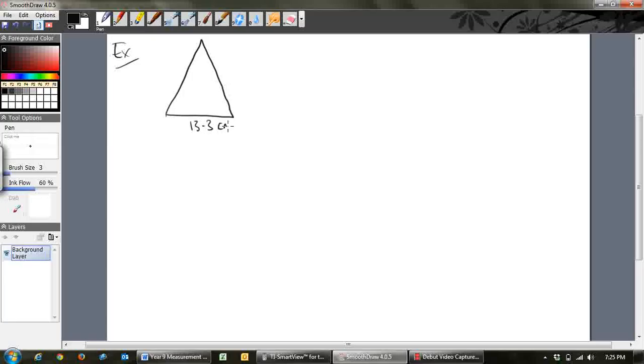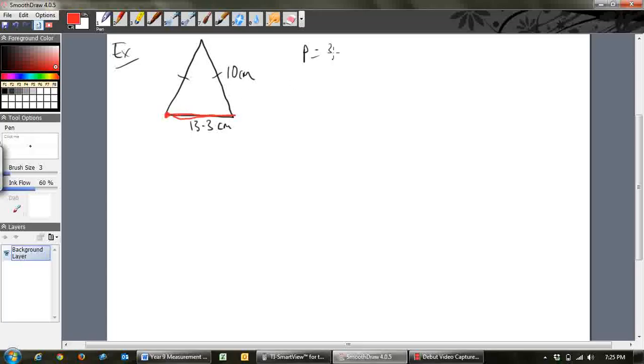Okay, so let's just say that's 13.3 centimeters, and we'll say that is, I don't know, let's just go 10 centimeters. Doesn't look right, does it? Anyway, so let's look at the perimeter. What's the perimeter equal to here? Well, again, there's no formula for the perimeter of a triangle, but just add up all the sides.